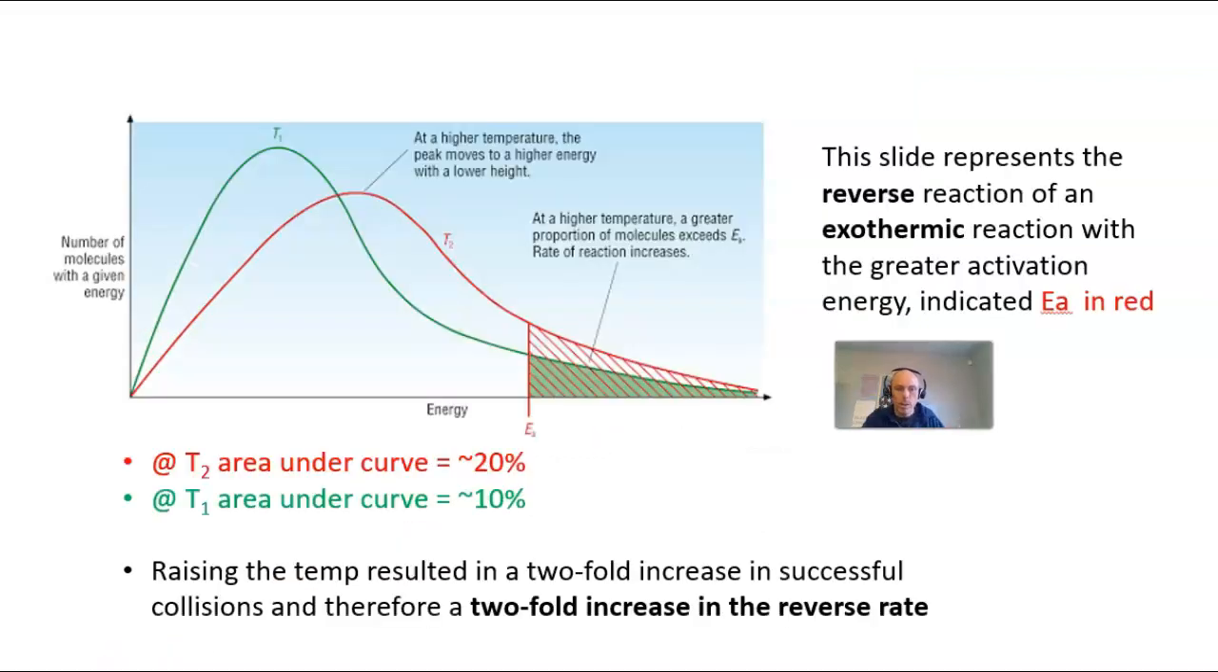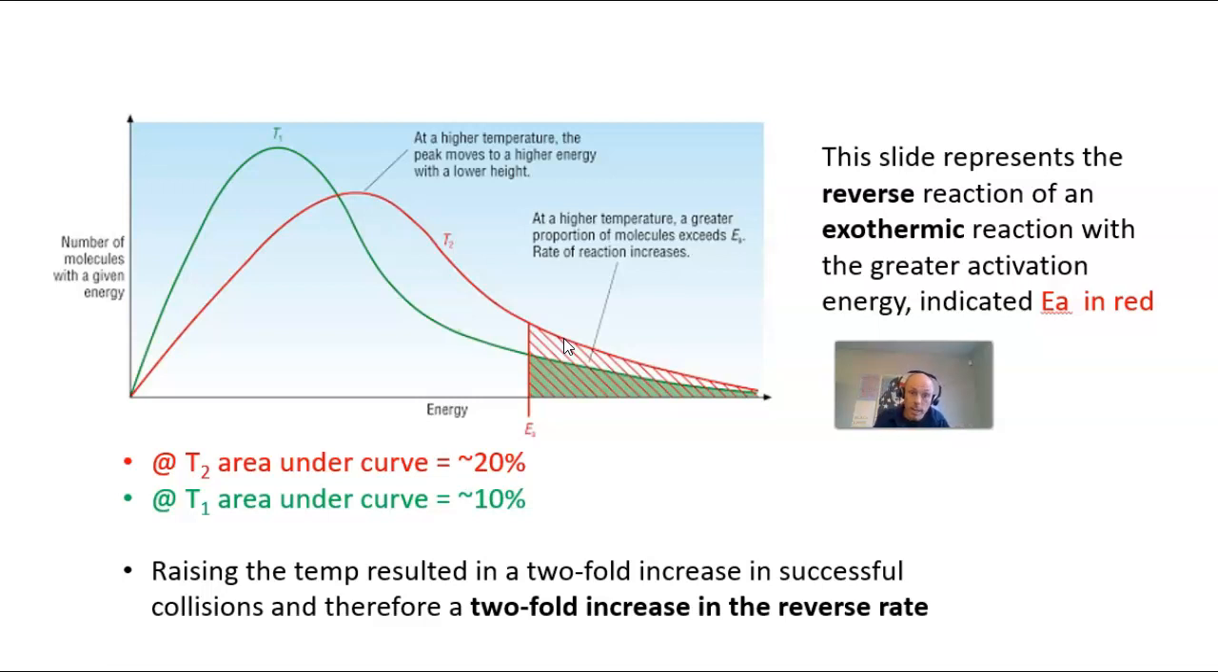All right, so I'm going to try to take you through an example here. This Maxwell-Boltzmann curve at two different temperatures is meant to represent a reverse reaction for an exothermic reaction. Remember, an exothermic reaction's reverse reaction has a greater activation energy than the forward reaction. So this vertical line represents the activation energy for a reverse reaction that has a higher activation energy than the forward reaction. Like we talked about already, at a higher temperature, there's a greater percentage of molecules beneath the curve to the right of the activation energy line.